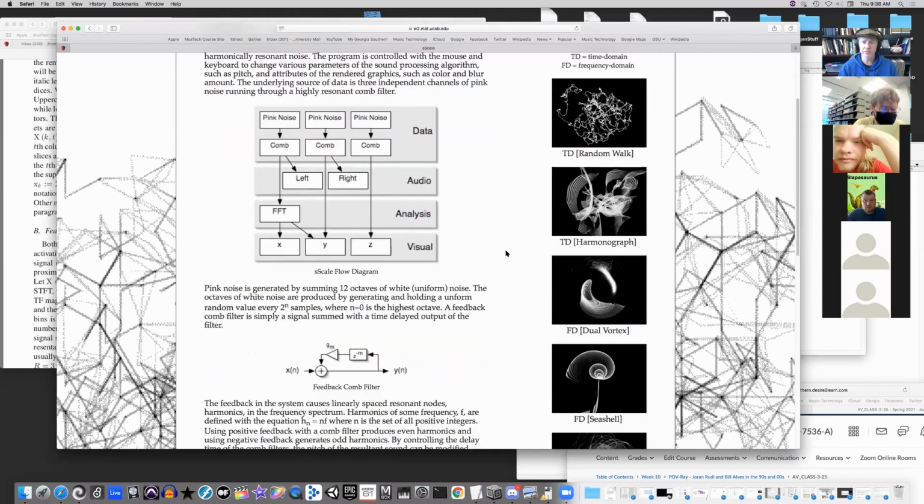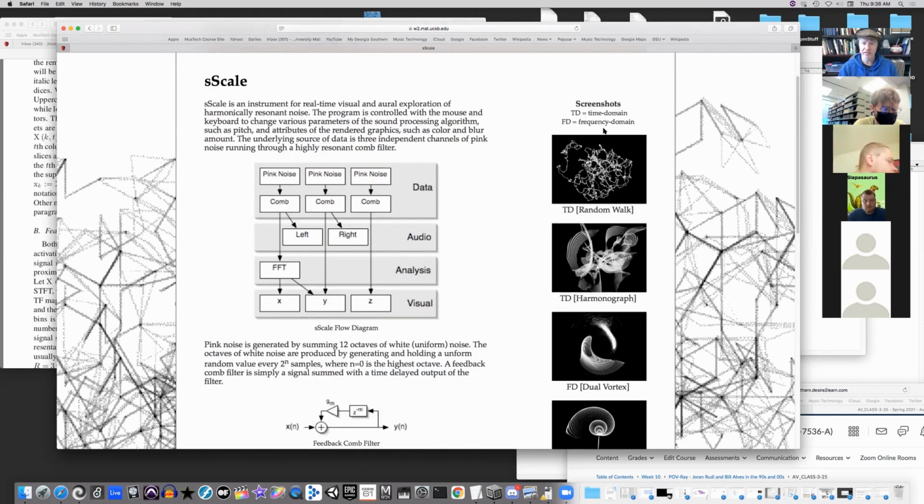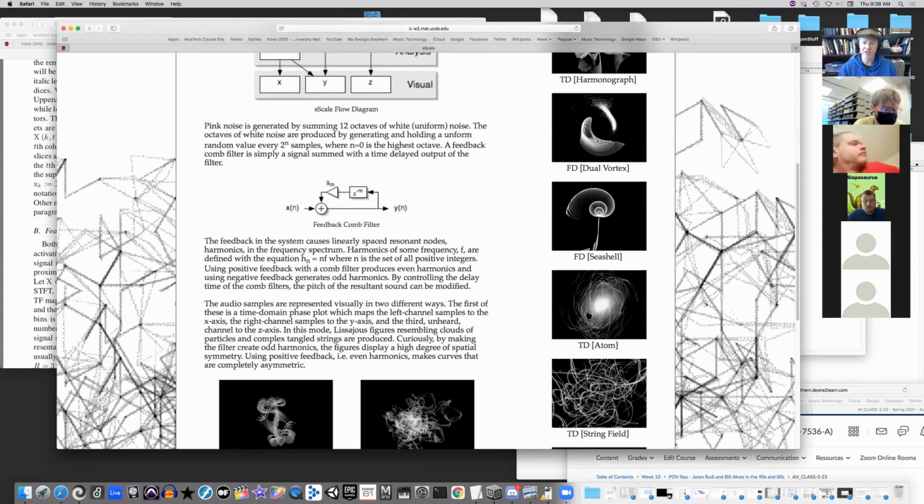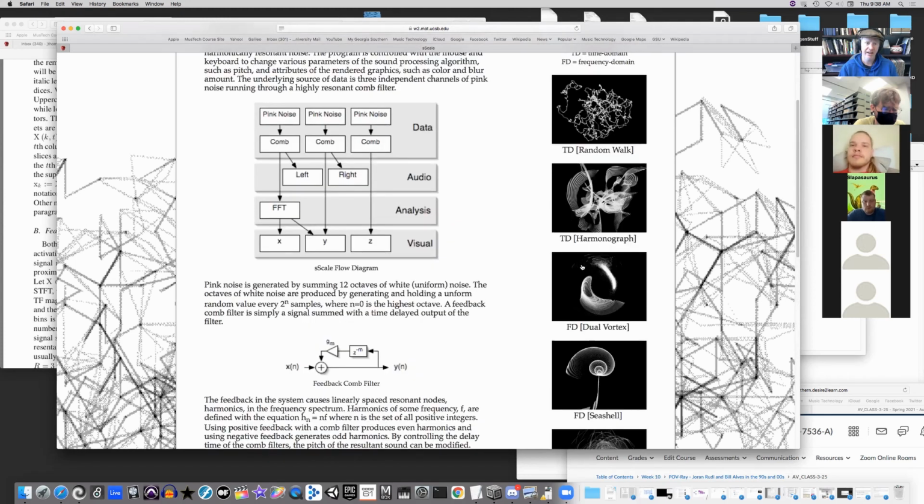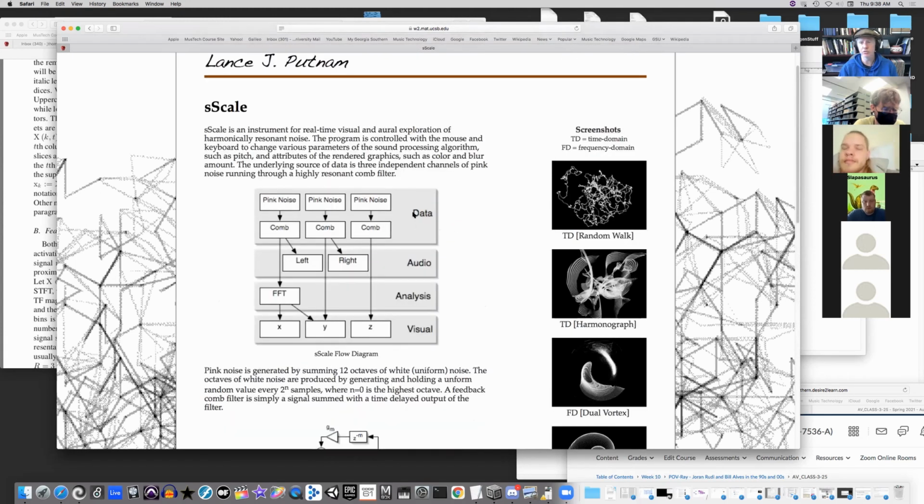So here we see some screenshots of time domain and frequency domain efforts. These are the sort of images he gets, and these are the sort of graphs he uses to make the music and sound. So here you'll see that he's got three instances of pink noise, each running through a comb filter. A comb filter is just a very tiny delay that creates resonant nodes in the harmonic spectrum. So it's just a delay, a feedback delay. And then you see that we hear the audio from two of these comb filters here.